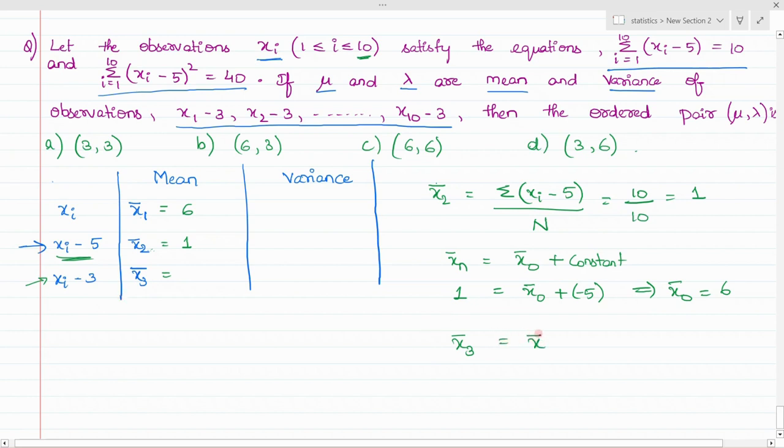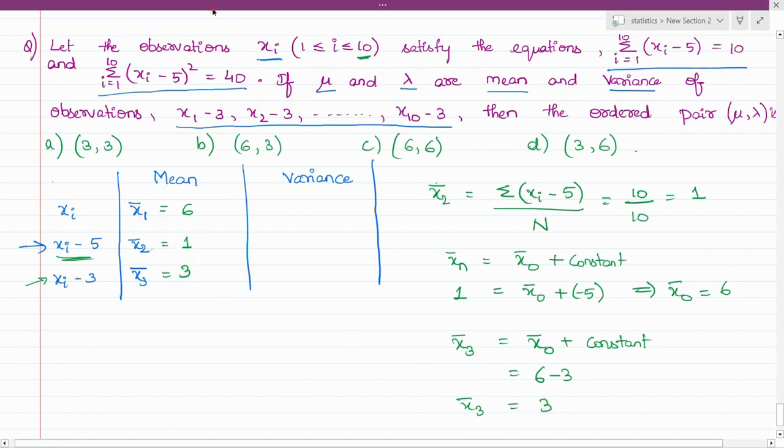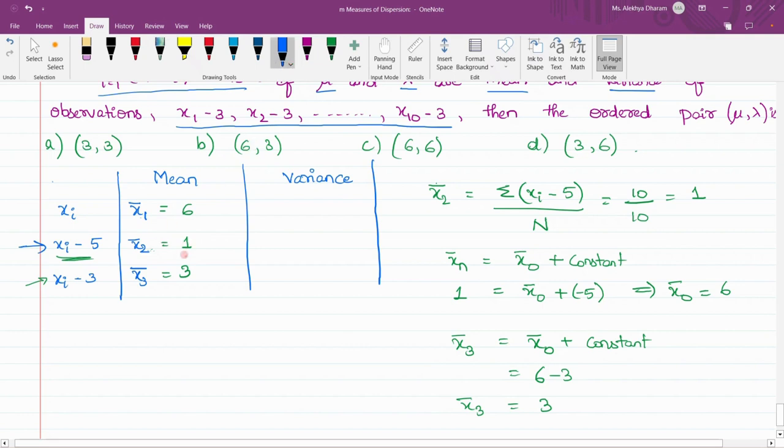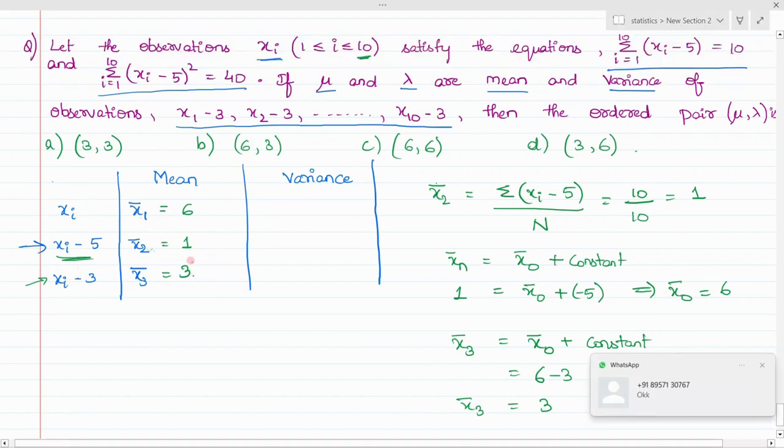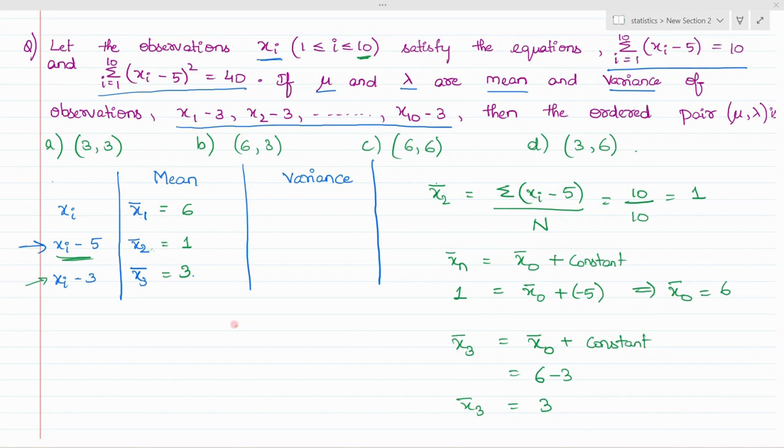So for this, it becomes original mean plus constant value. So original mean, just now we have calculated, that is 6. Constant is minus 3. So therefore, mean 3 will be 3. Okay. In this way, we'll calculate the means of the different data types. Now, this is the value of nu, right? Here, nu is the mean of these observations.